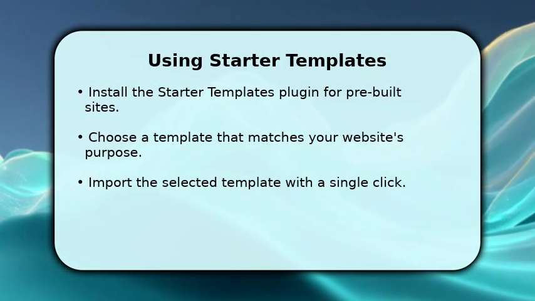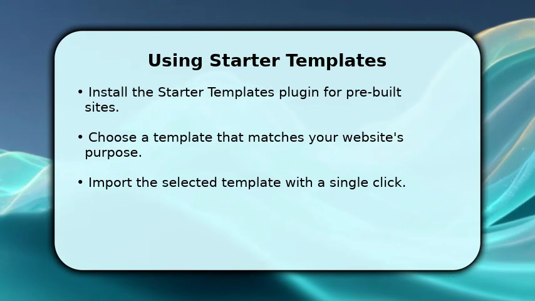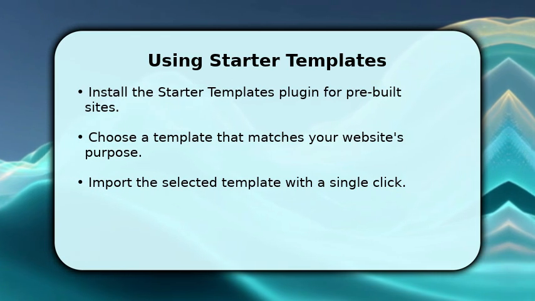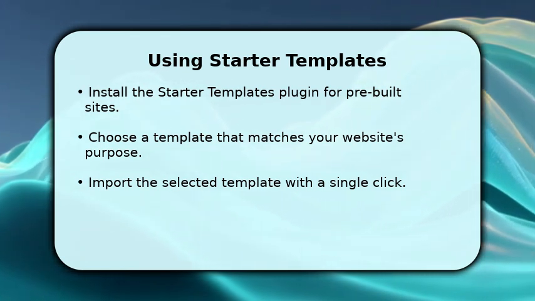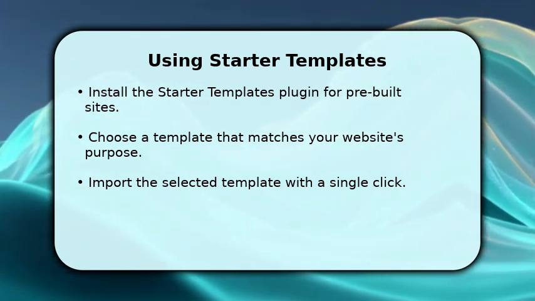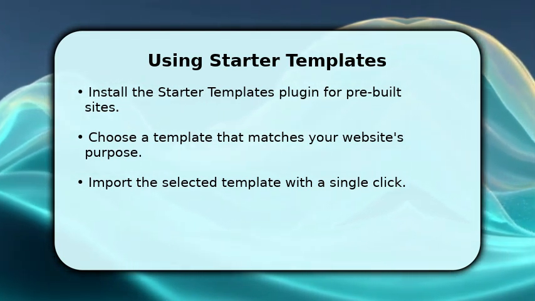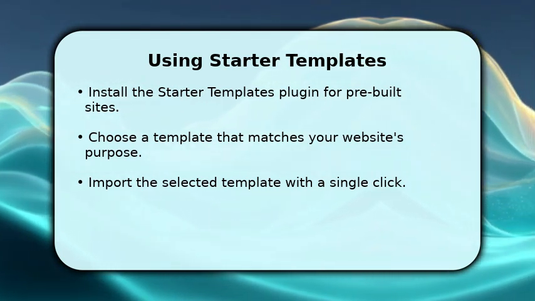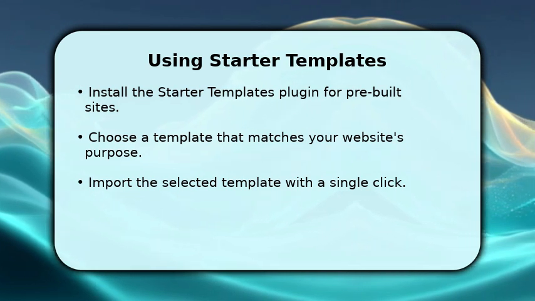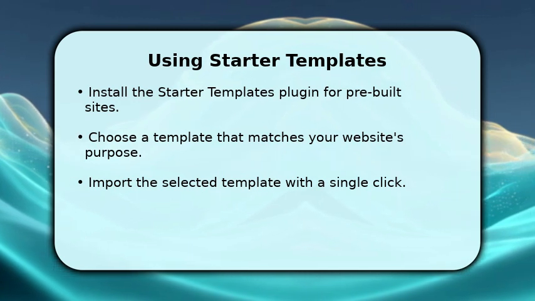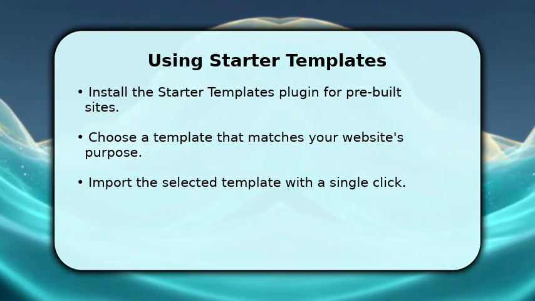After activating Astra, a fantastic next step is to leverage its starter templates. These pre-built websites save you a ton of time. Simply install the Starter Templates plugin, which you can find through the Astra options. Browse the extensive library, pick a design that resonates with your vision, and then import it. This will bring in all the necessary pages, content, and settings, giving you a professional foundation in minutes.